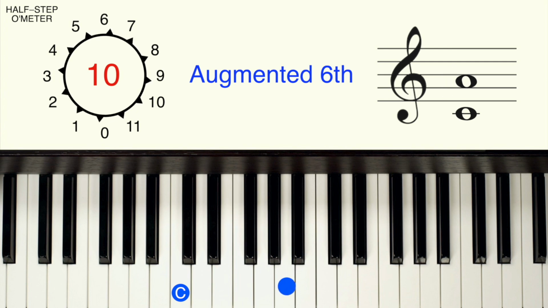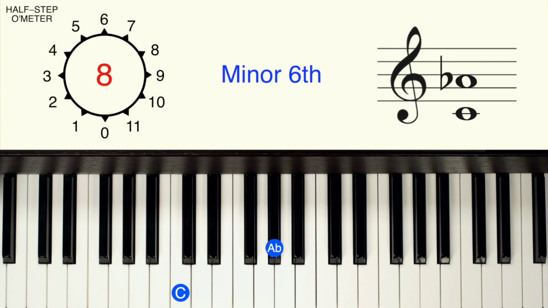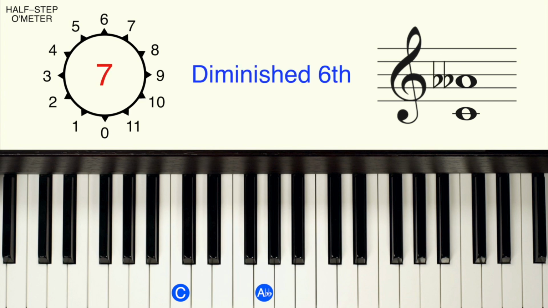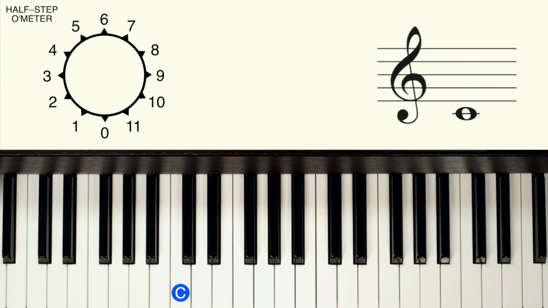Last, go back down to the minor sixth, C up to A flat, and we can make it a half step smaller, C up to A double flat, and it's now a diminished sixth. Same number of half steps as a perfect fifth, which is spelled much more kindly, C up to G. Yet another pair of enharmonic intervals. Almost done. Let's do the sevenths.